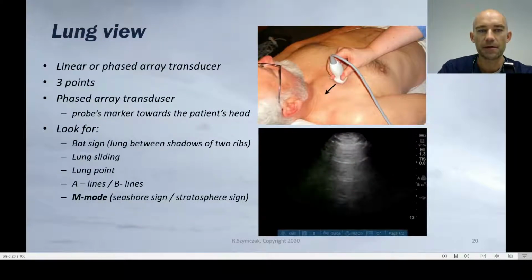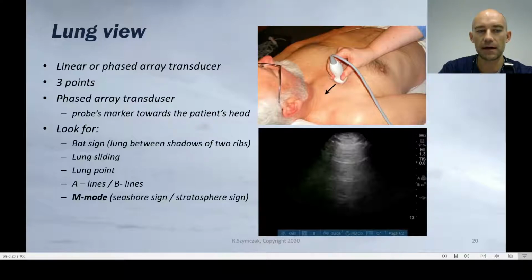And for the examination of the lung, you can use either a linear or phased array transducer. As I told you before, I use the phased array transducer in the helicopter because that's the only one I've got, and it works. So when I use this phased array transducer, the probe's marker should be towards the patient's head, and I look for a few things in the view. I look for the bat sign, so the lung between the shadows of 2 ribs. I will show you that.